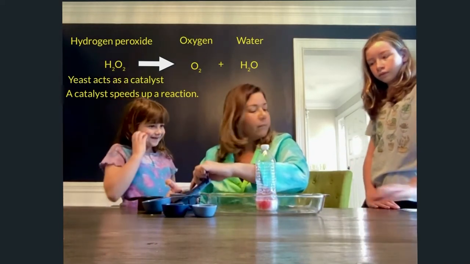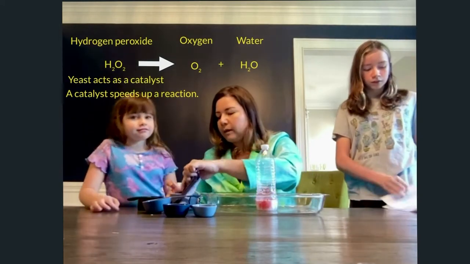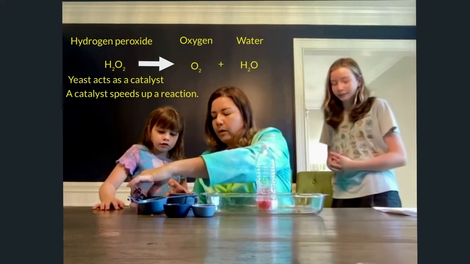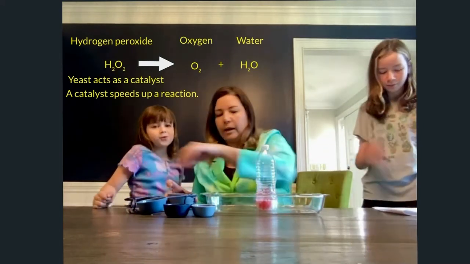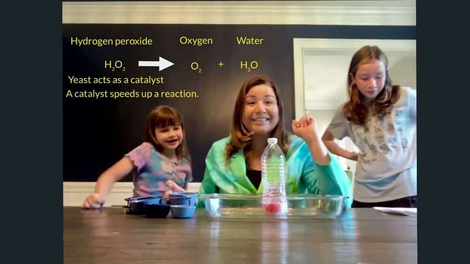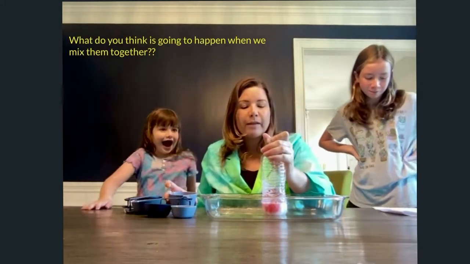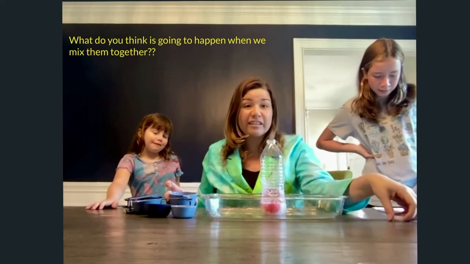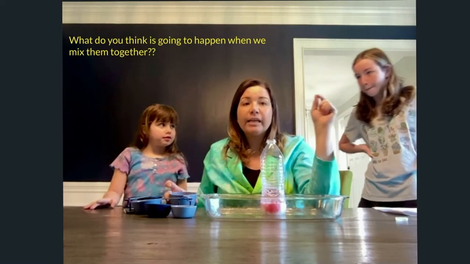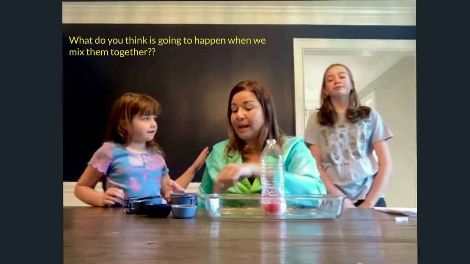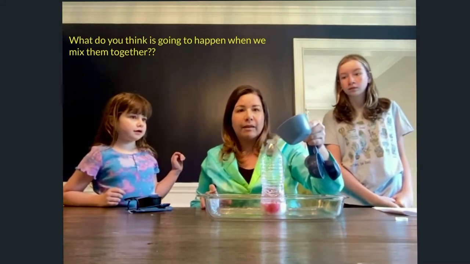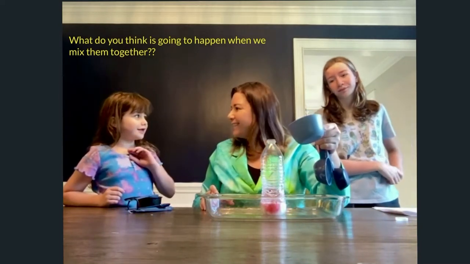All right, you're going to tell us what we're going to do next. Mix them together. All right. So now you're going to put it in the bottle. All right, we are going to put it in the bottle. Is everybody ready for this? What do you guys think is going to happen when we put it in the bottle? Now remember, hydrogen peroxide is going to break down faster into water and oxygen because of this yeast. So we are going to pour this slowly into this container. Is everybody ready to see what happens?